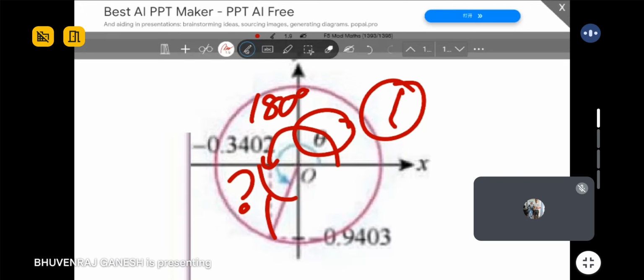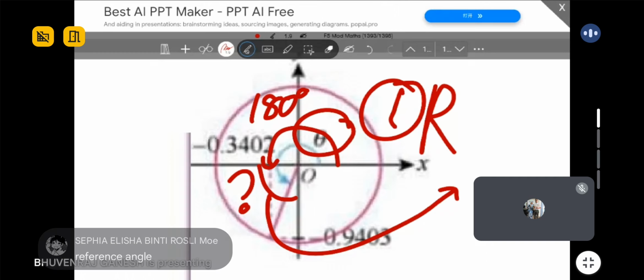So what is this angle called, guys? Sudut ni dipanggil sebagai apa? What is the name for it? Anyone? Sudut tirus, acute angle. What do we call it in this chapter? We have one term. Start with R. You all still remember? I always tell this throughout today. Saya bagi tahu yang ni. Yes, reference angle guys. Don't forget.